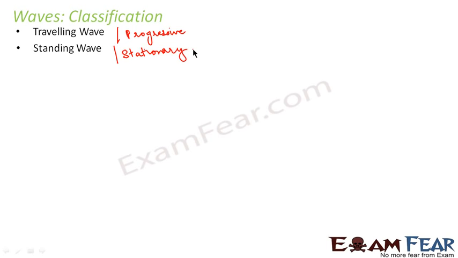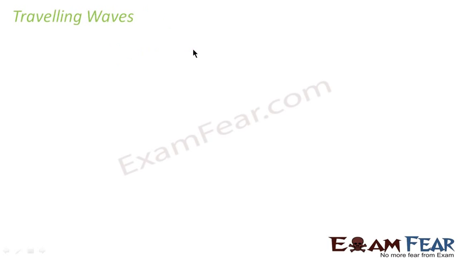So we will talk about traveling wave as well as stationary wave in detail. First we will concentrate on traveling wave. So what is a traveling wave? A wave which travels from one point to another. You must be thinking, what is this? A wave will obviously travel from one point to another. So that should mean that all the waves which we see around us are traveling waves.